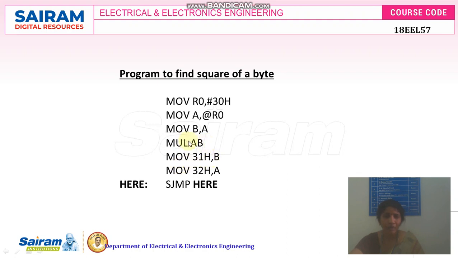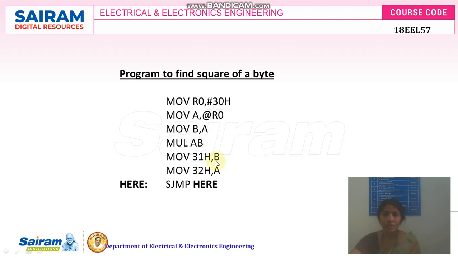Then after multiplying, because A is loaded with an 8-bit number and B is loaded with an 8-bit number, the answer will be 16-bit. So whatever content you have in the B register will be loaded onto your 31, and whatever content you have in the A register will be loaded onto your 32. It means that the LSB is in your accumulator and the MSB is in your B register.